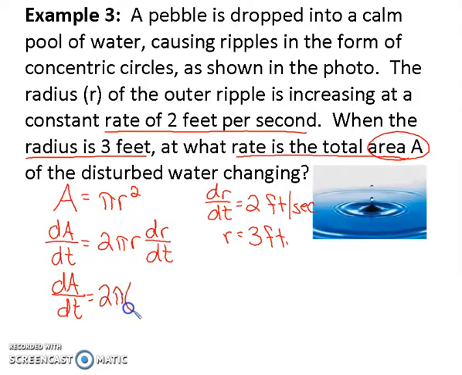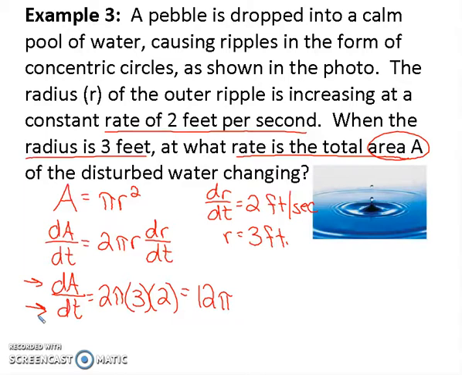The radius is 3, and the rate of change of the radius is 2. So real easy multiplication, you get 12 pi. Now the units, let's think about the units. If you're not sure what the units are, go back to what we're finding the rate of change of. It's dA over dt. So the units are going to be area units divided by time units.